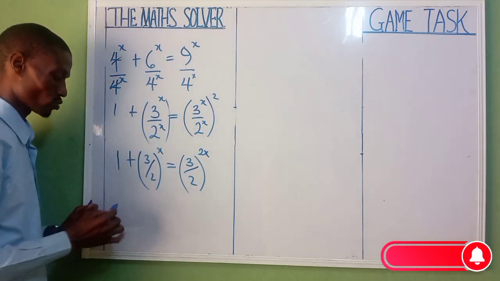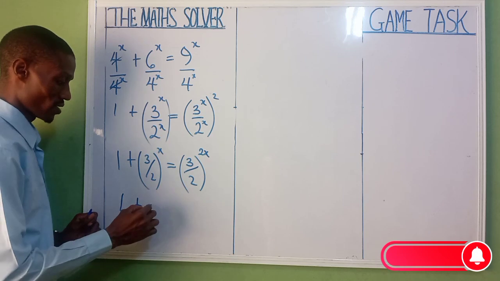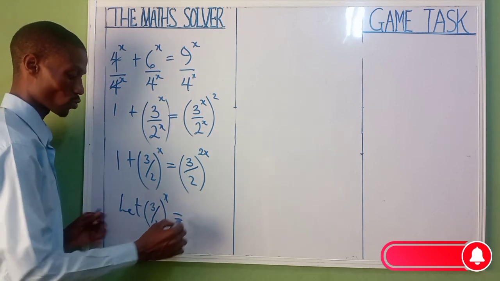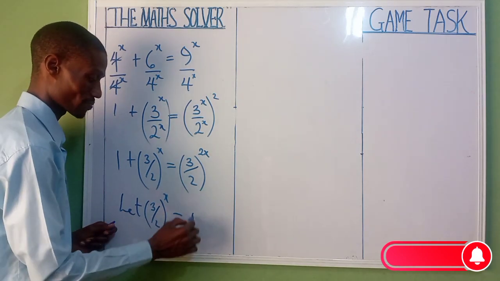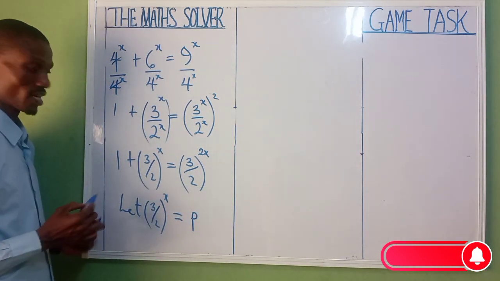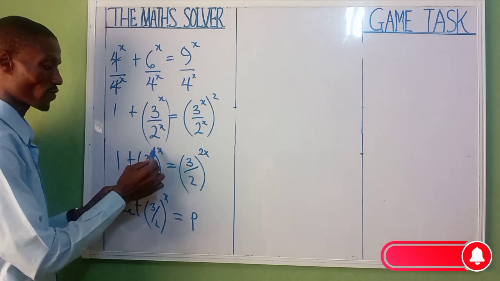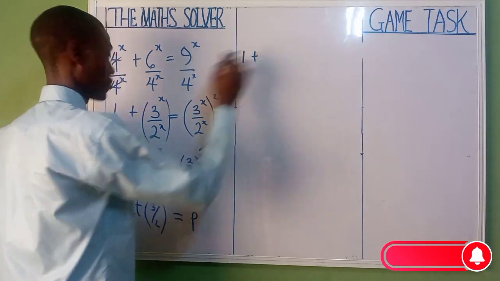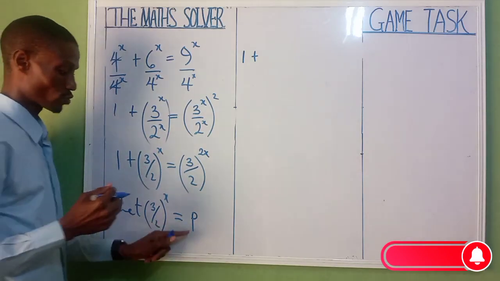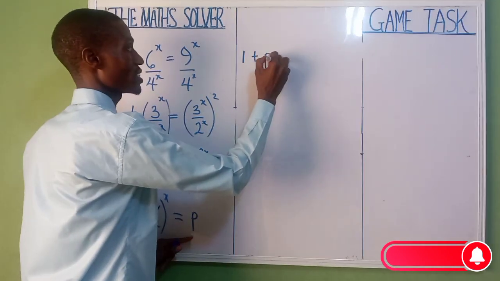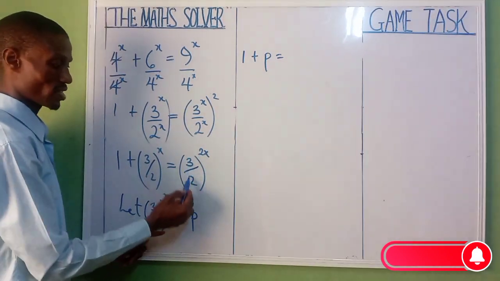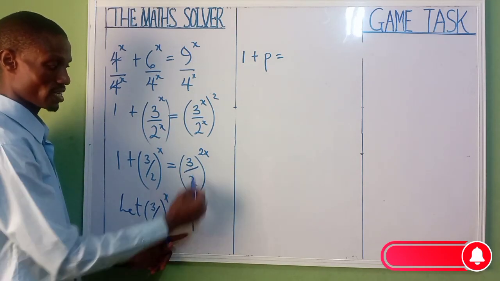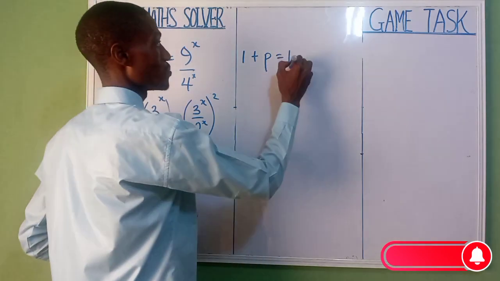The next thing I'm going to do, let 3 over 2 raised power of x equal to p. I want to use p to represent my own. So anywhere I see 3 over 2 raised power of x, I will use p there. So what will now be, I now have 1 plus p, instead of 3 over 2 raised power of x, equal to, likewise this one, 3 over 2 raised power of 2x, that is p squared.